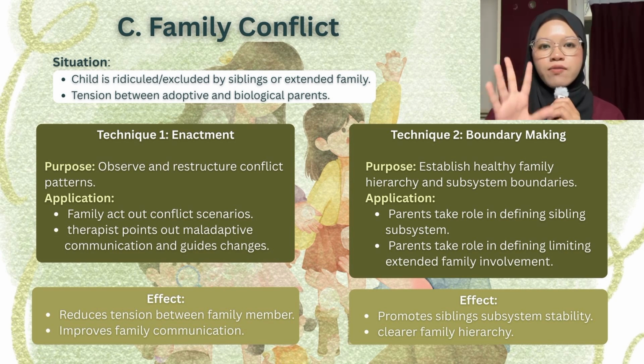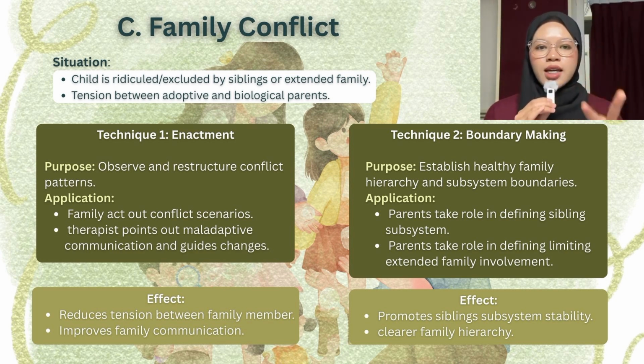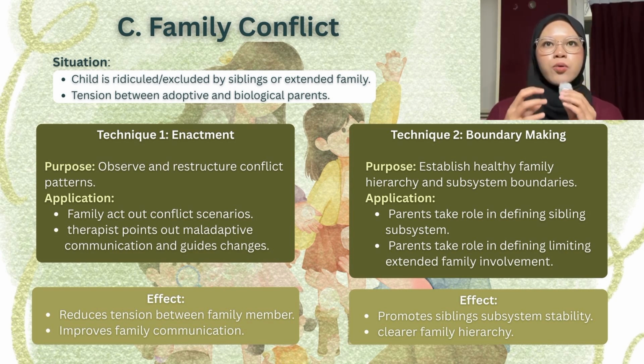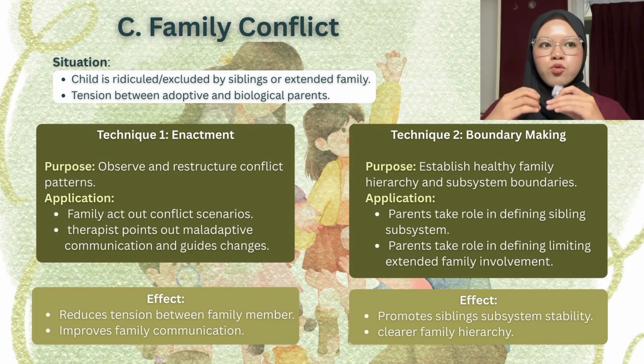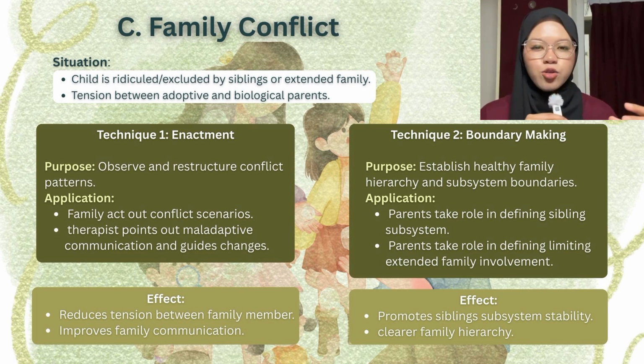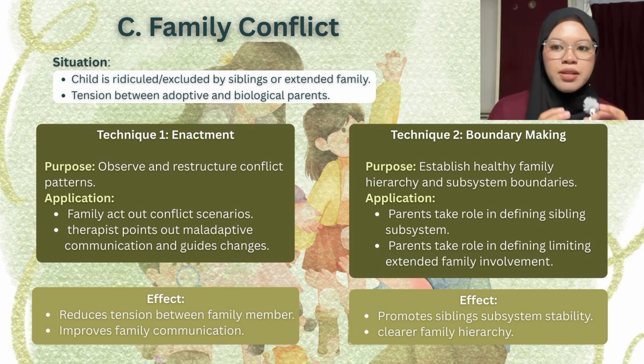So on slide 5, we have two critical conflicts, which are the child feeling excluded from the family or siblings, and the second one is tension between adoptive parents and also biological parents. So the first technique that we are using is enactment, which requires them to do action instead of talking about the problem. The therapist will ask the client to make a scenario of the conflict that happens at home so they can observe the maladaptive pattern in real time and guide the family to make immediate changes.